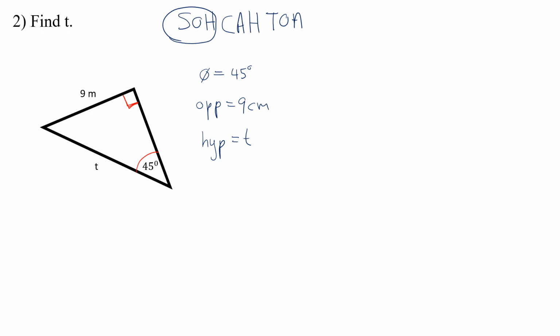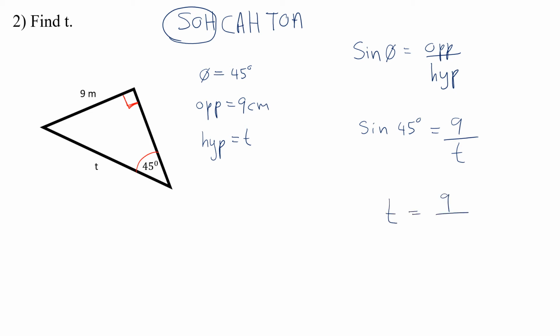So with this in mind, all we have to do now is state the formula. So sine of theta is equal to opposite over hypotenuse, SOHCAHTOA. And we just substitute our values. We know theta is 45 degrees. So sine of 45 degrees is equal to the opposite, which is 9, divided by t, which is the hypotenuse. And in this case, again, we just cross multiply, and t will be equal to 9 divided by sine 45.